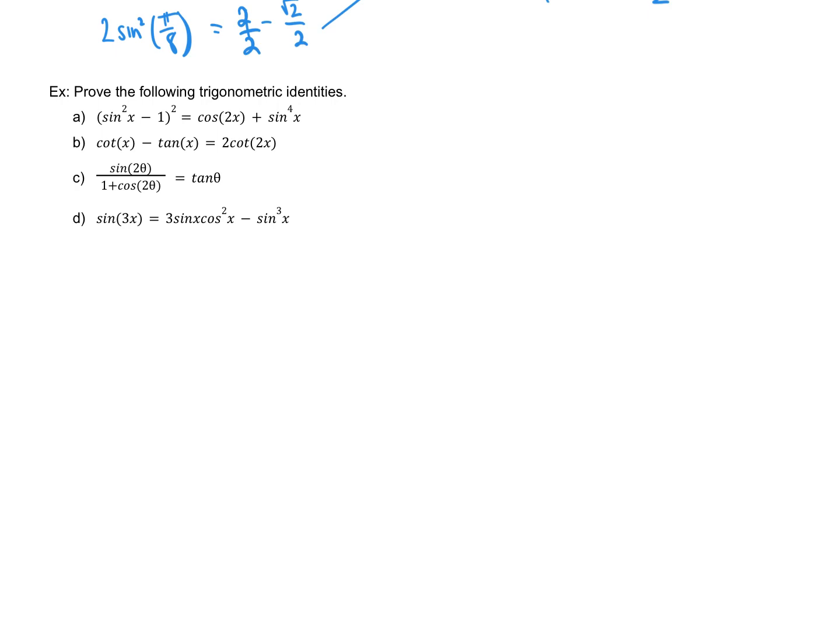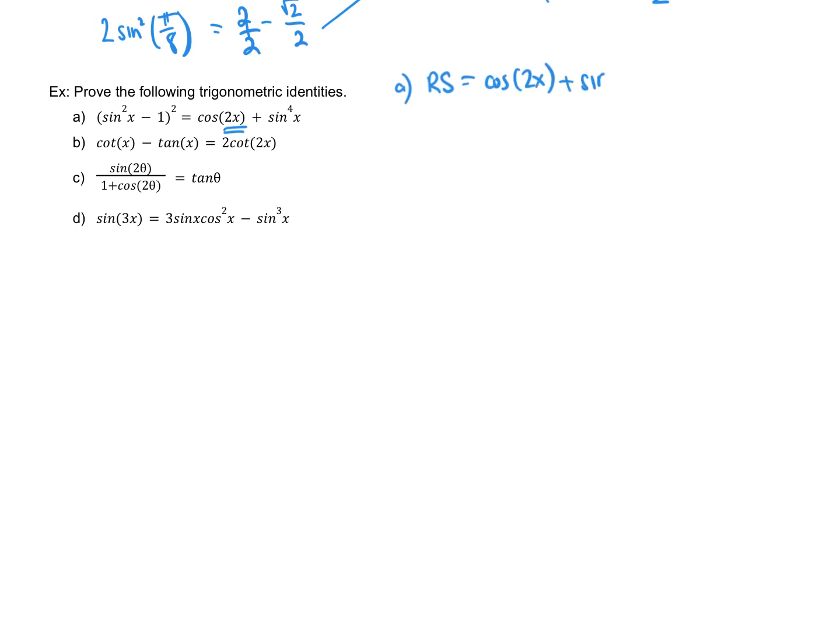So let's start with A. Sine squared x minus 1, all to the power of 2, is equal to cos of 2x plus sine to the power of 4x. So we want to start with the more complicated side. I'm going to pick the right side because I do see a double angle that I can try to simplify.